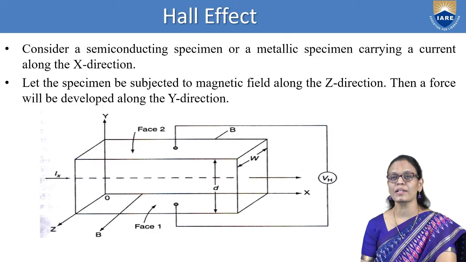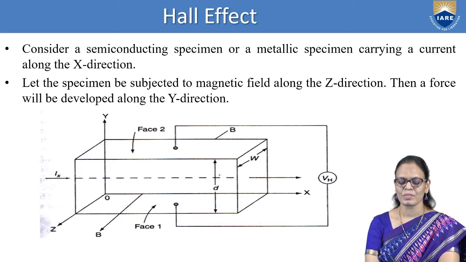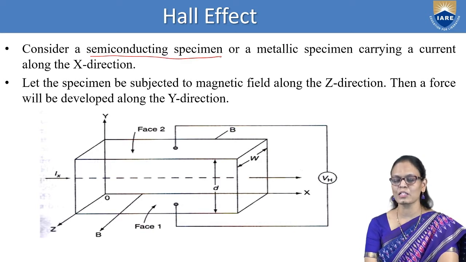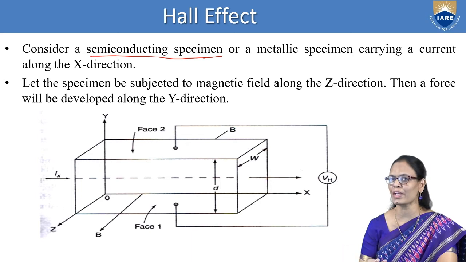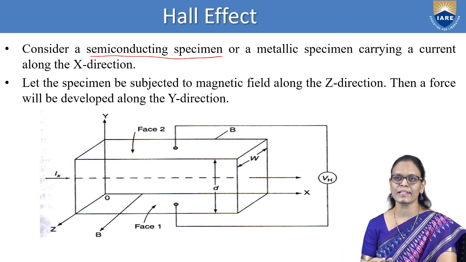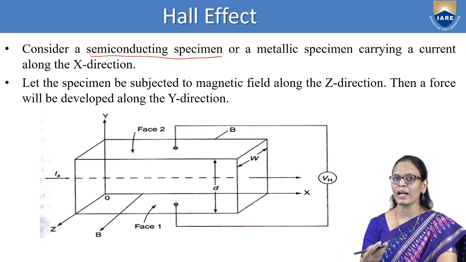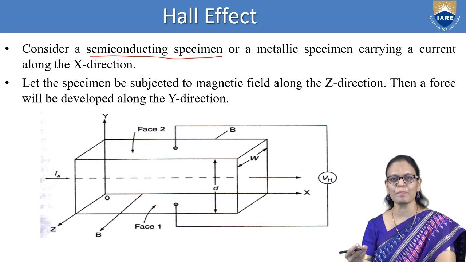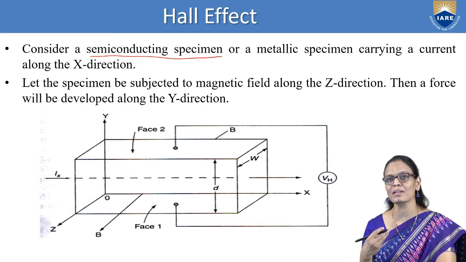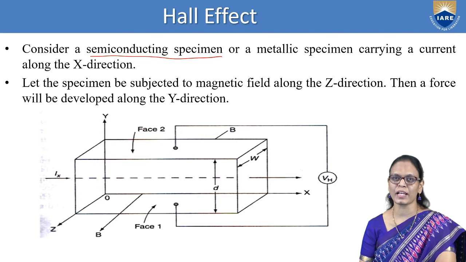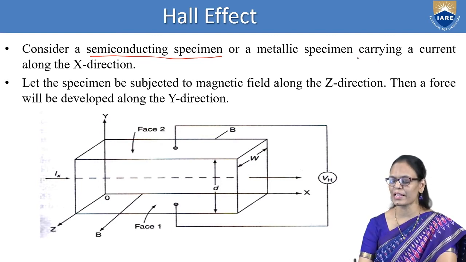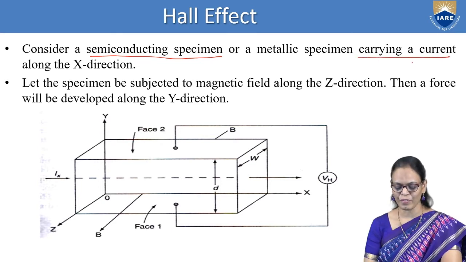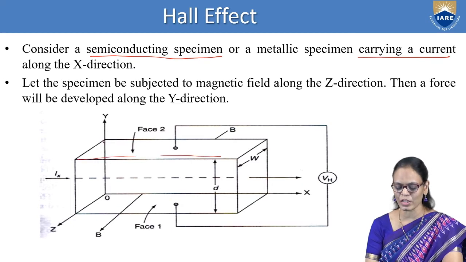Now we will try to understand in the specimen. So we have taken a semiconductor specimen, means the material which we have taken, we are calling it as a specimen, in which we will have to find which type of semiconductor it is and what is the concentration of the charge carriers. Now this specimen is carrying current. Now if I say this is the specimen we are talking about, this is the specimen.